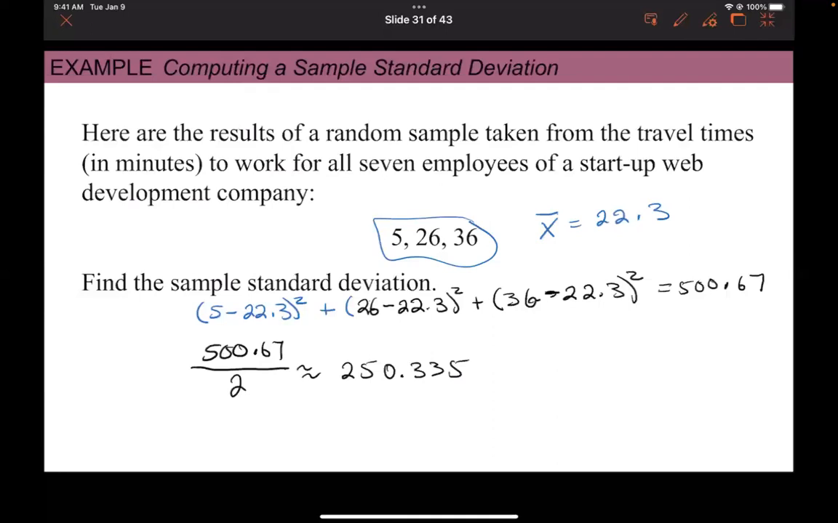So we still have that one last step. And now final thing you do is you take the square root of that answer. So I have approximately 15.82. So my sample standard deviation, so I'm going to say S, is approximately 15.82.